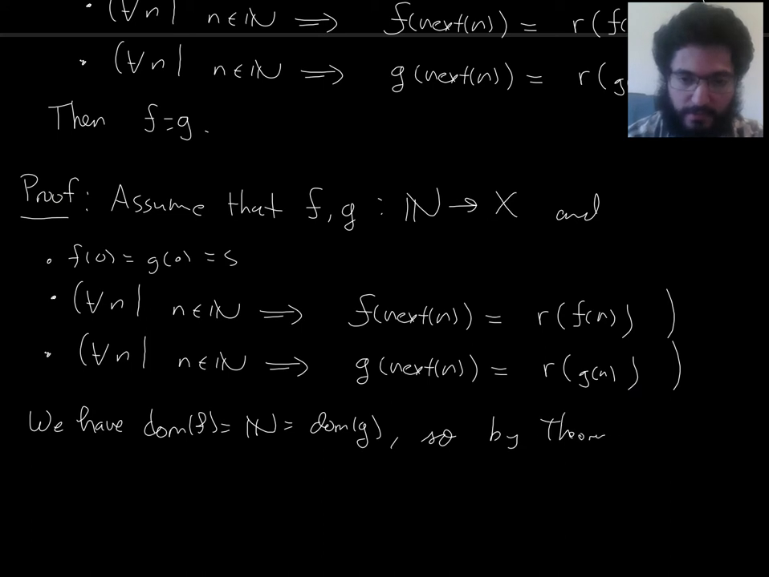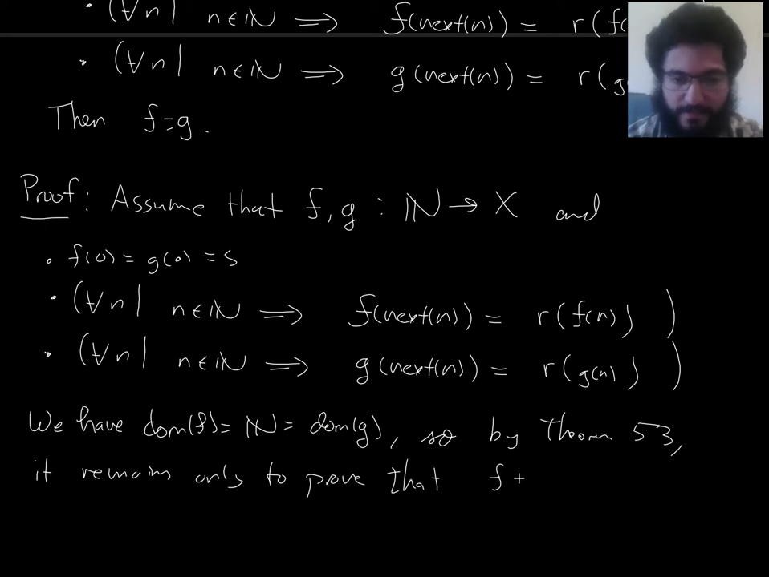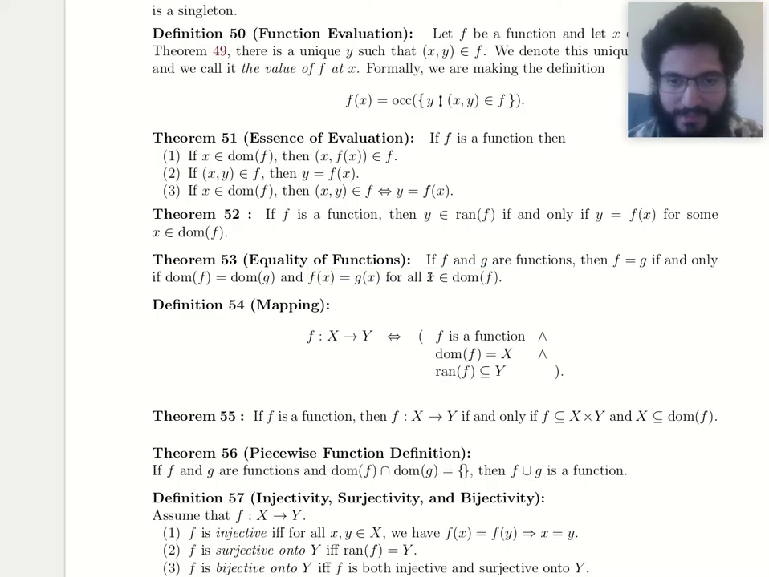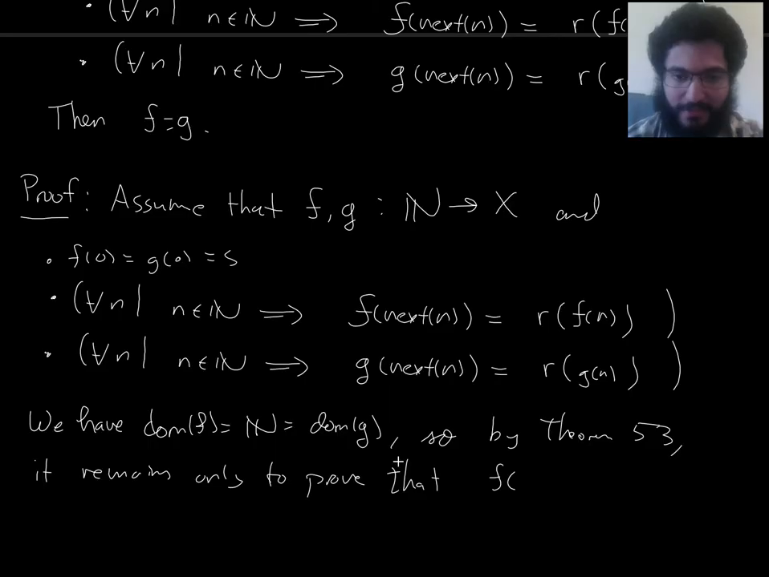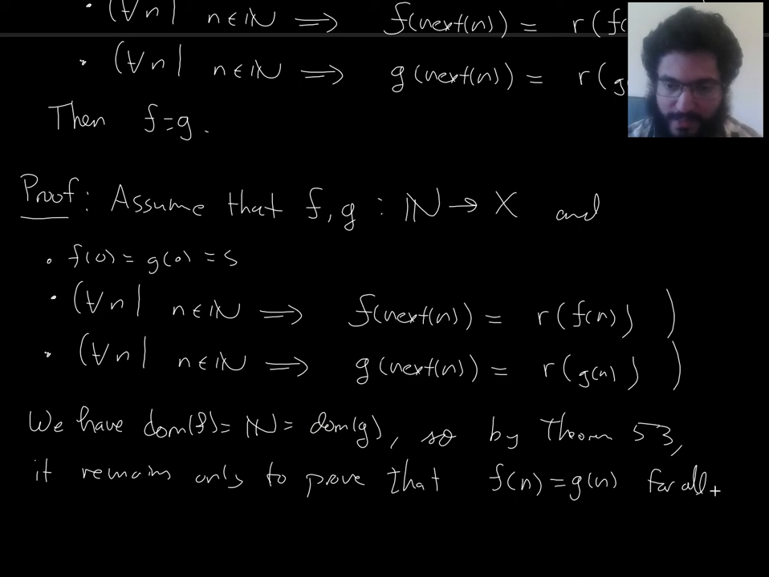So by theorem 53, we only need to prove, or it remains only to prove, that f of x, I could use x here because we were in kind of an x mood when we wrote this, but maybe we should use n here. It doesn't really matter, since it's a bound variable, as you're about to see. f of n equals g of n for all, here's the quantifier that's binding it, for all n in the natural numbers.